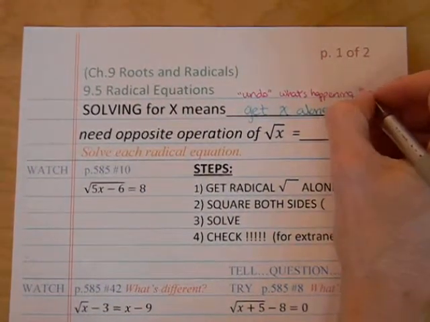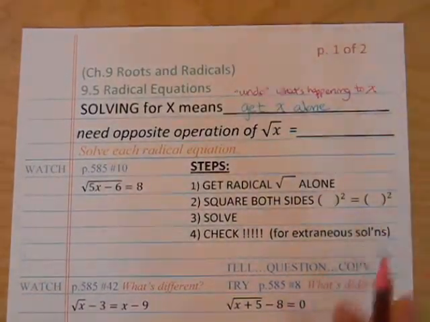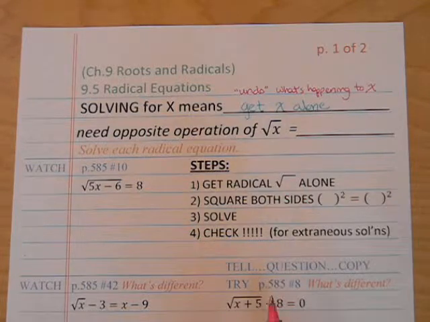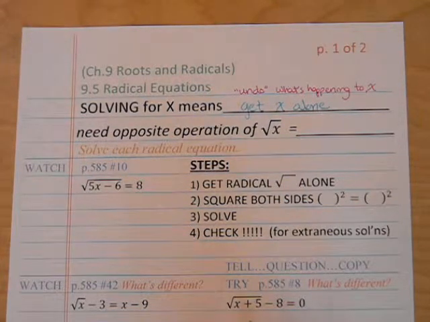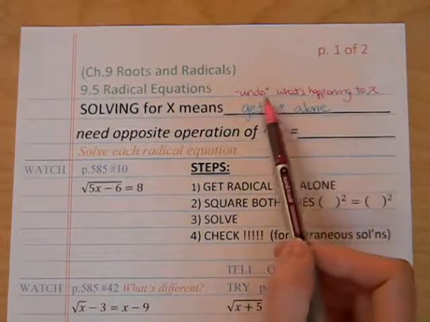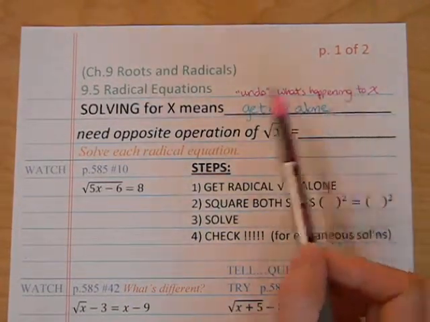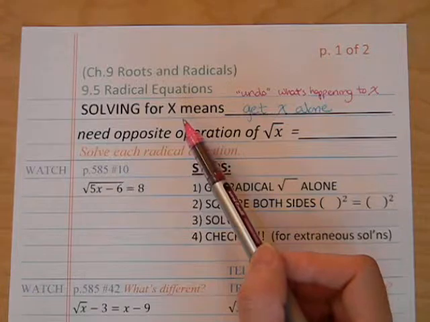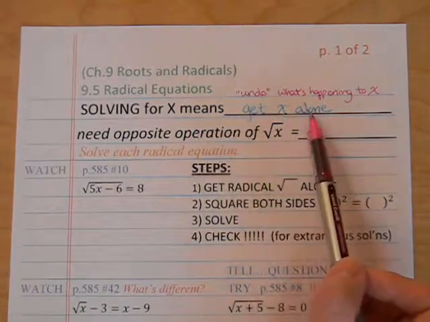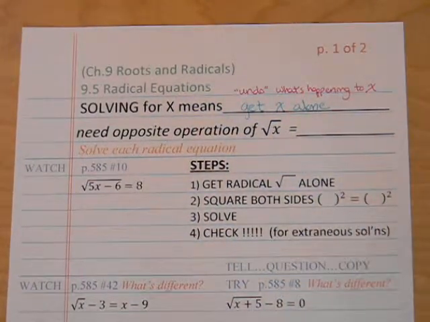And if that's something that still is a little shaky or unsure for you, I'd love to give you some extra help in class, one-on-one, get you paired up with a tutor, office hours, whatever it takes. But this idea that we undo what's happening to x is going to come in handy when we need to get rid of the radicals in order to get x alone.